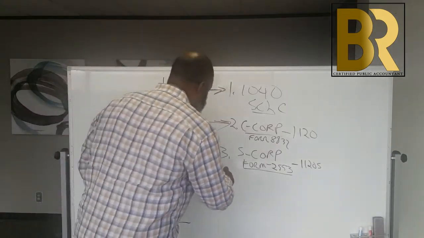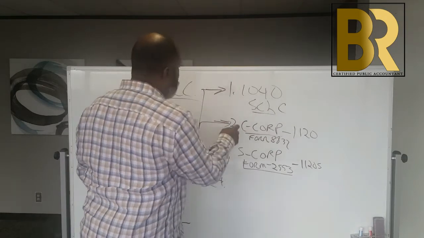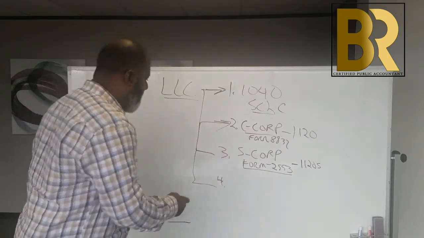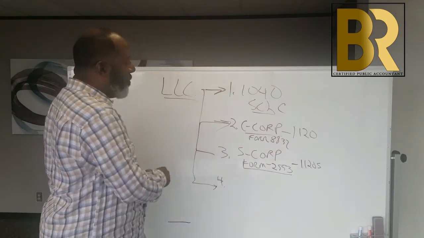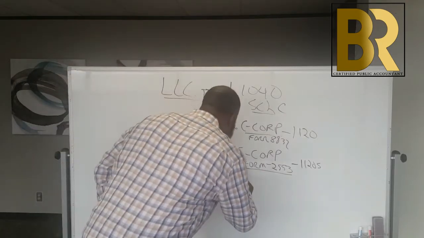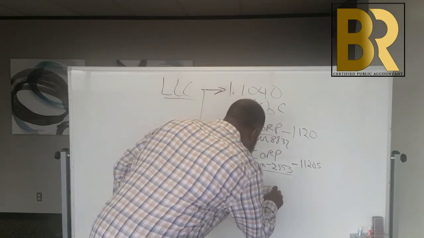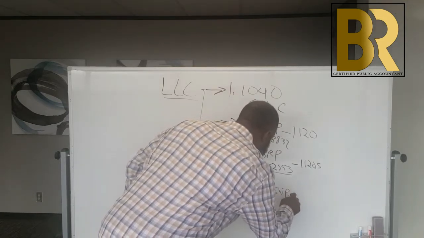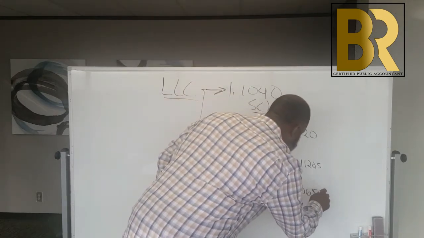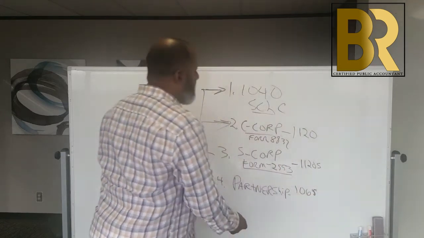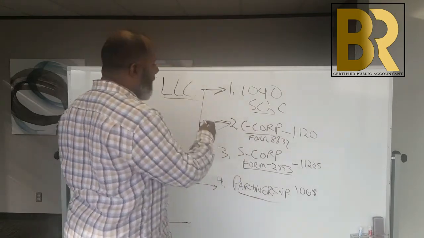All right. The fourth filing that's available to you is one that you can default to as well. You default to this one if you have 2 or more members. If you have 2 or more members, you will automatically default to a partnership return. And this return is called the 1065. All right, so here you have the 4 types of returns an LLC can file.